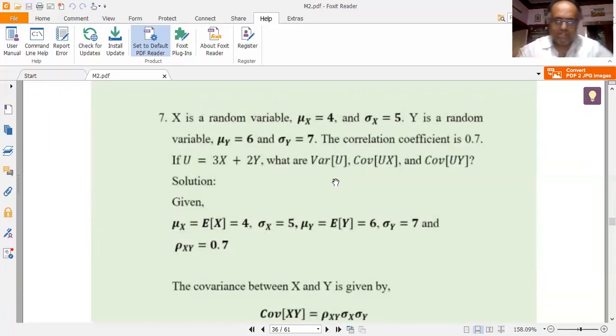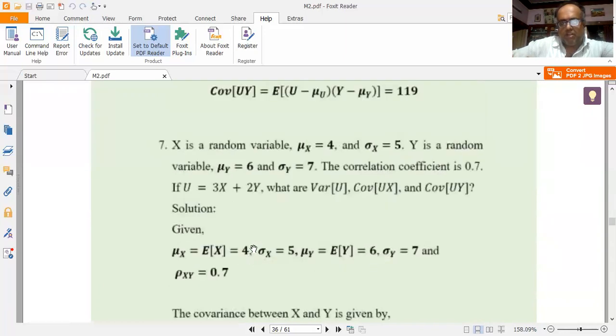So I have to find the variance of U, the covariance of Ux and the covariance of Uy. So write down or jot down what has been given in the data. So mean mu x is equal to 4, standard deviation sigma x is equal to 5, the mean mu y is equal to 6, sigma y, standard deviation of y is given by 7, and the correlation coefficient rho xy is given by 0.7.